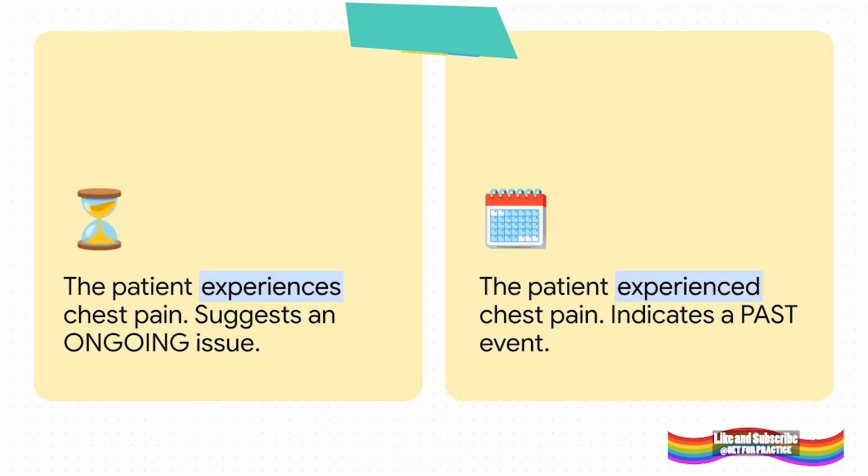Okay, let's start with a crucial example. Just look at these 2 sentences. The patient experiences chest pain versus the patient experienced chest pain. It's just one tiny little change, right? An S versus a D. But wow, in a medical setting, the meaning is worlds apart. One tells me there's an active, urgent problem happening right now. The other, it's a past event. It's over. The difference is absolutely massive.